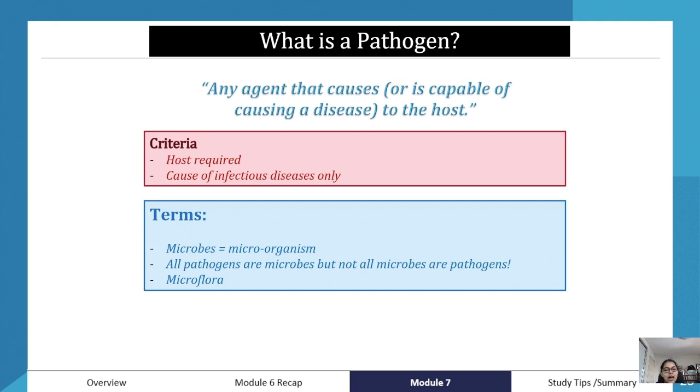So the terms that I'd like you to remember here are microbes. Microbes refer to microorganisms. Anything that's small, cannot be seen with the naked eye. All pathogens are microbes, but not all microbes are pathogens. We have lots of good microbes, for example, in our gut, right? And we need them as well. So not all of them are pathogens. For example, microflora in our gut, not pathogens, play a huge role in helping us maintain good gut health.